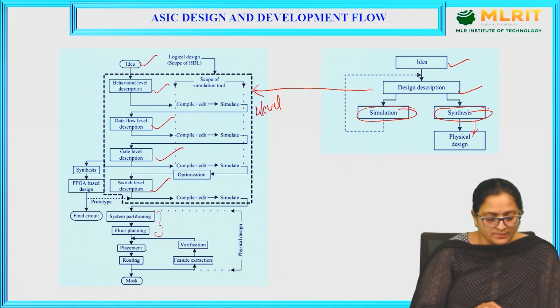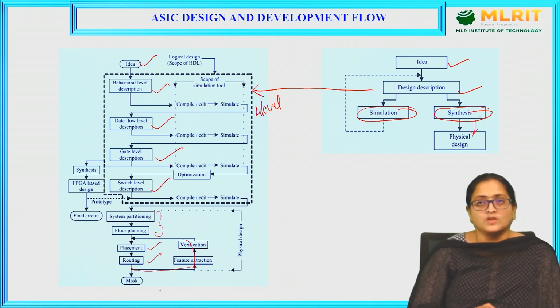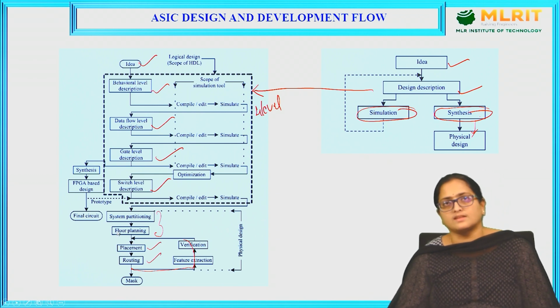Then it can be placed and routed, and this can be done parallelly with a verification. So, the placement of a circuit and routing of the circuits can be verified parallelly, then you can get the final circuit. This is an ASIC design flow.